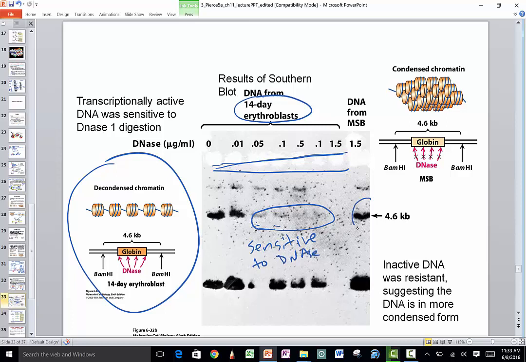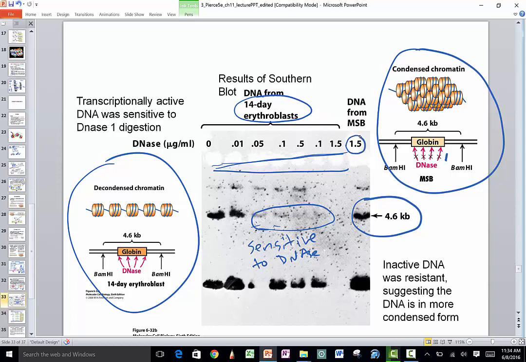Here, this is from those other cells where the gene is off, and the gene looks like this. It's scrunched up in condensed chromatin. DNase cannot access it, so it can't chop it up. So even if we add the highest amount of DNase, so that's 1.5 micrograms per mil, the DNA is still present in those cells.